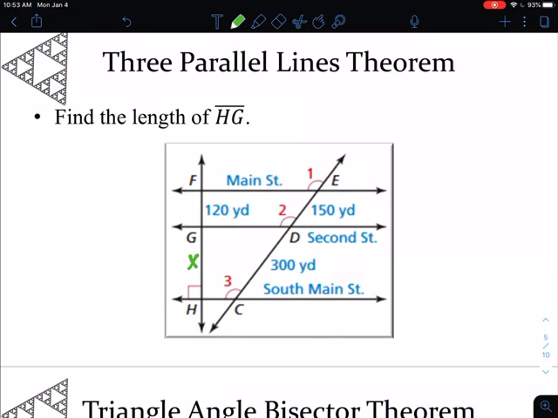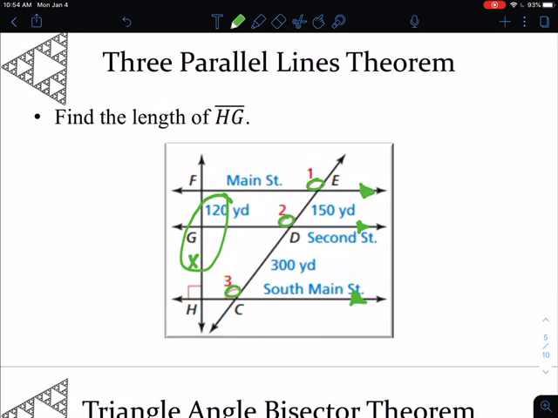And so what they're telling us with these little angle markings is that this top line is parallel to this middle line is parallel to this third line. So Main Street is parallel to 2nd Street is parallel to South Main Street. So what that tells me is I can do my top over bottom.